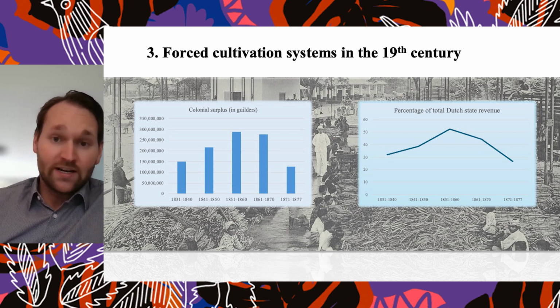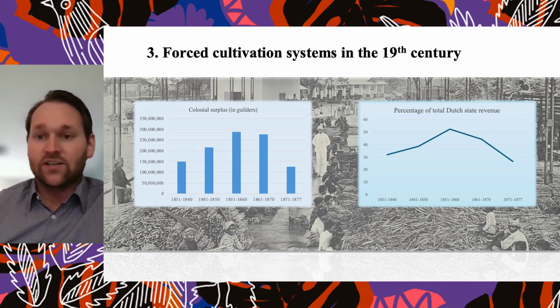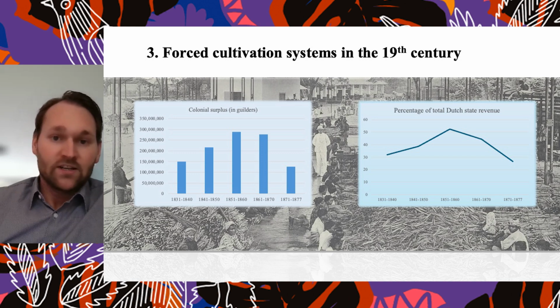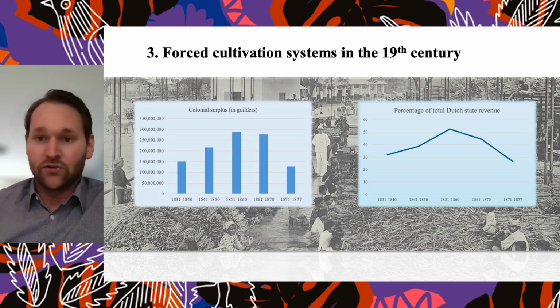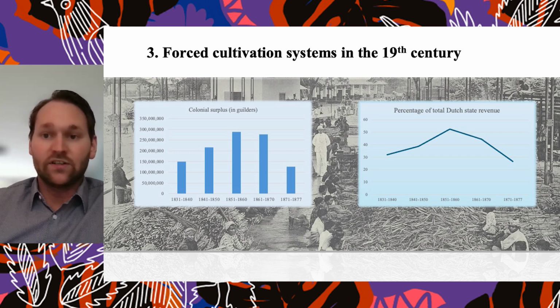Locally, the system was organized by co-opted indigenous rulers and chiefs, as under the VOC system, and these chiefs shared in profits. A similar cultivation system for coffee was also imposed in West Sumatra in the 1840s. The systems rendered enormous profits, contributing massively to the Dutch treasury.